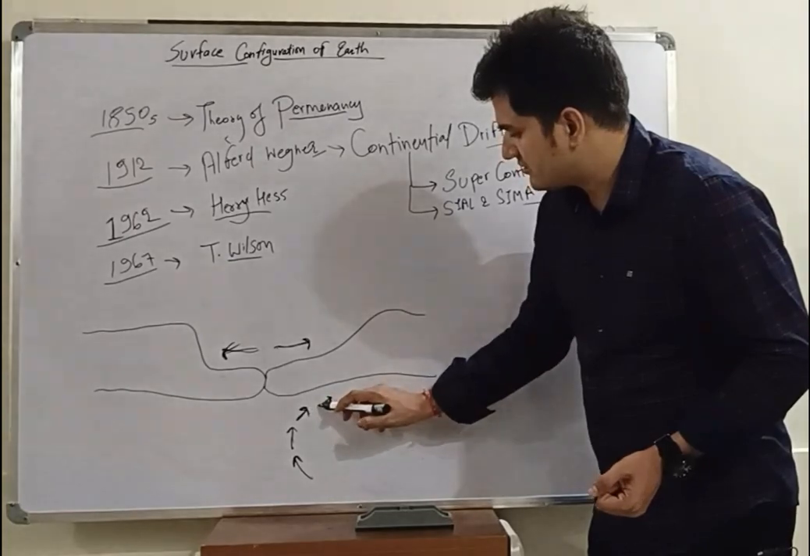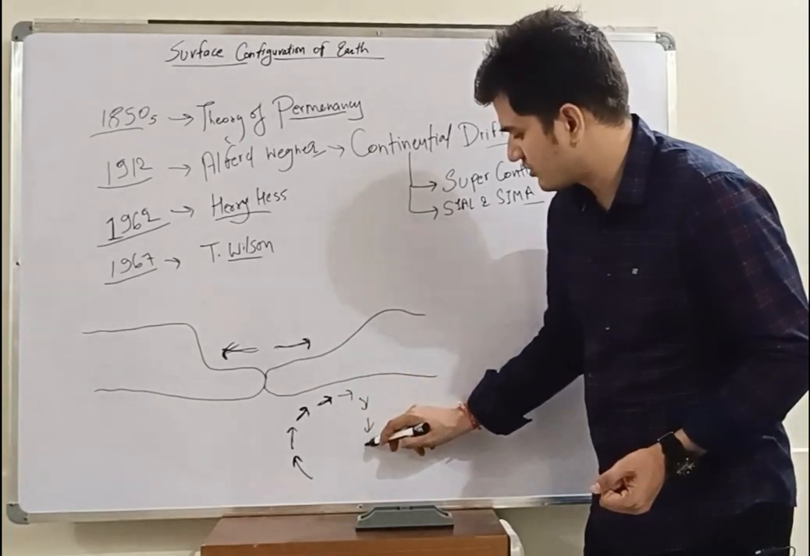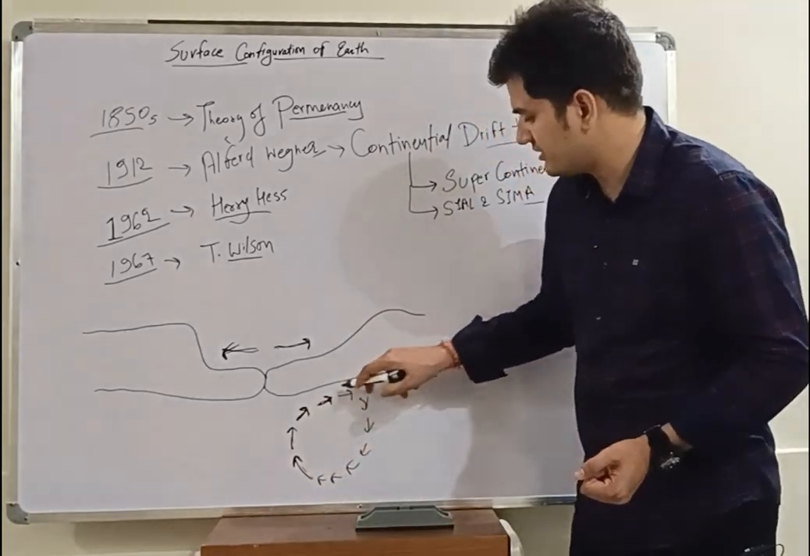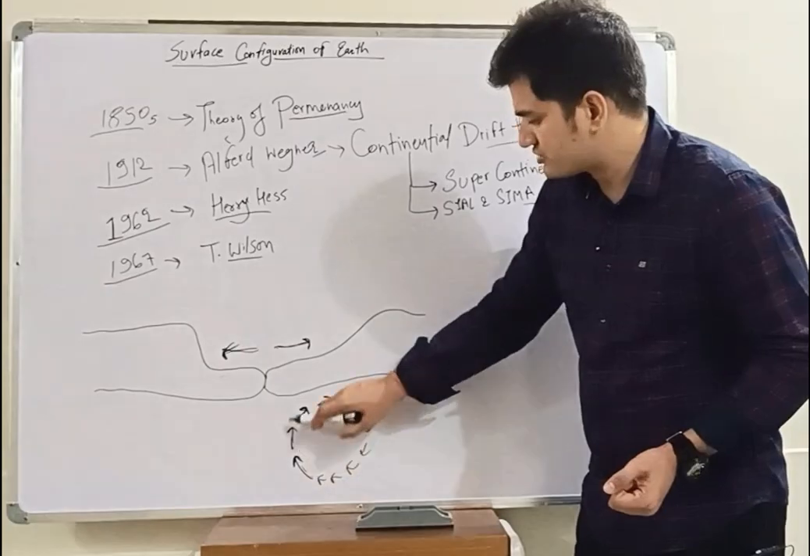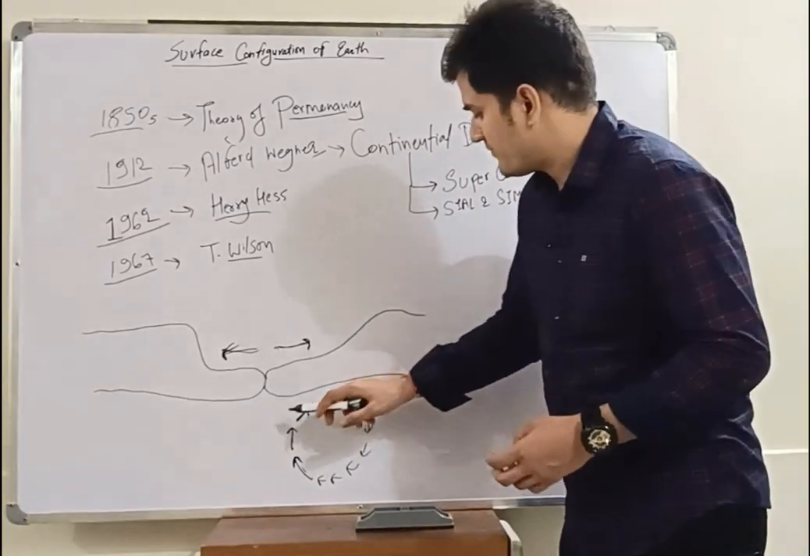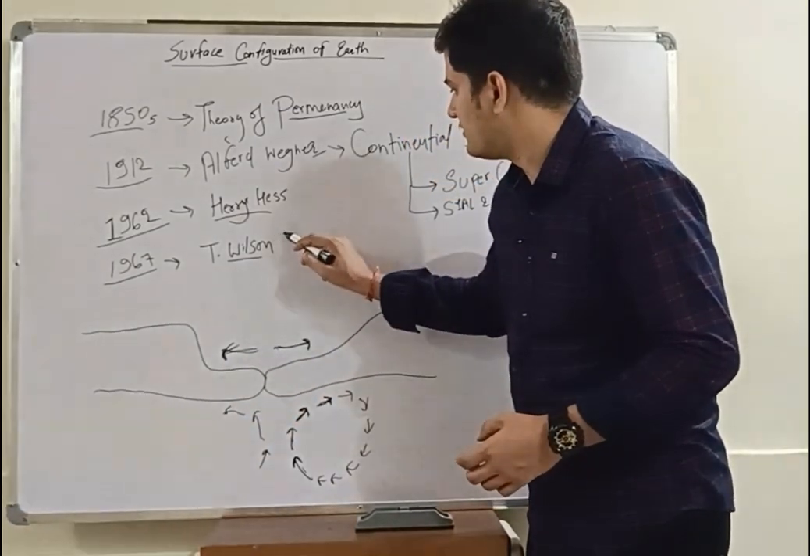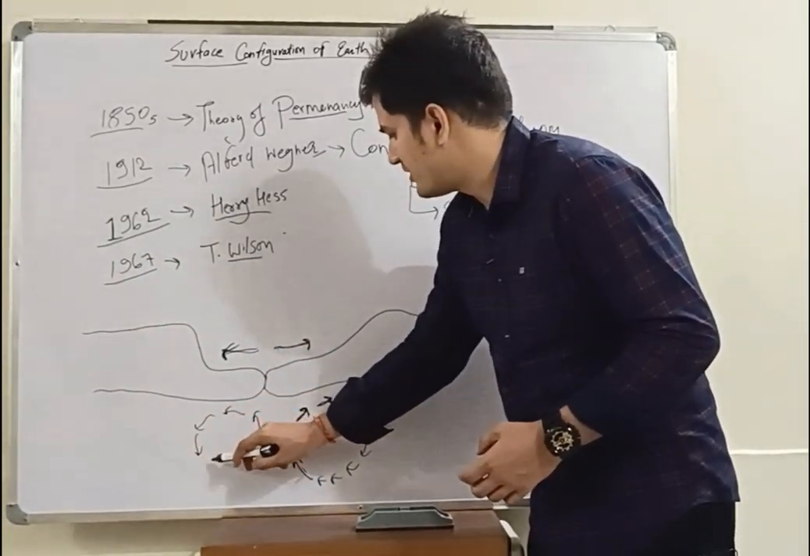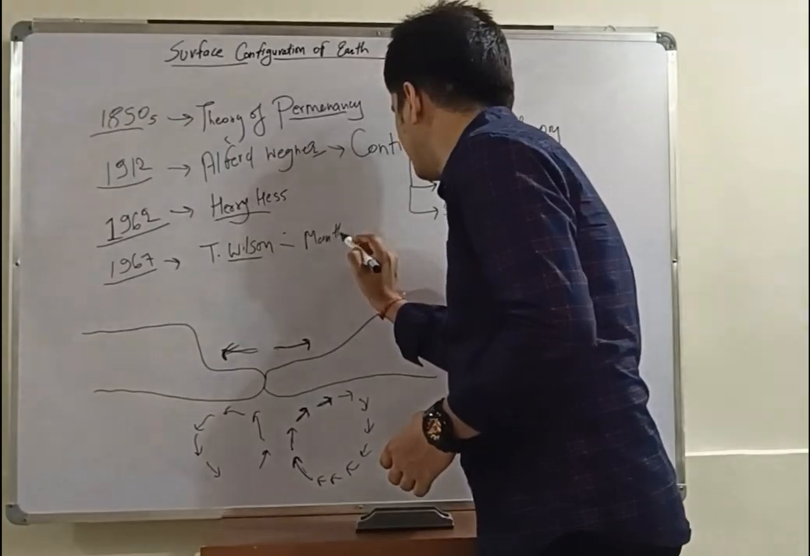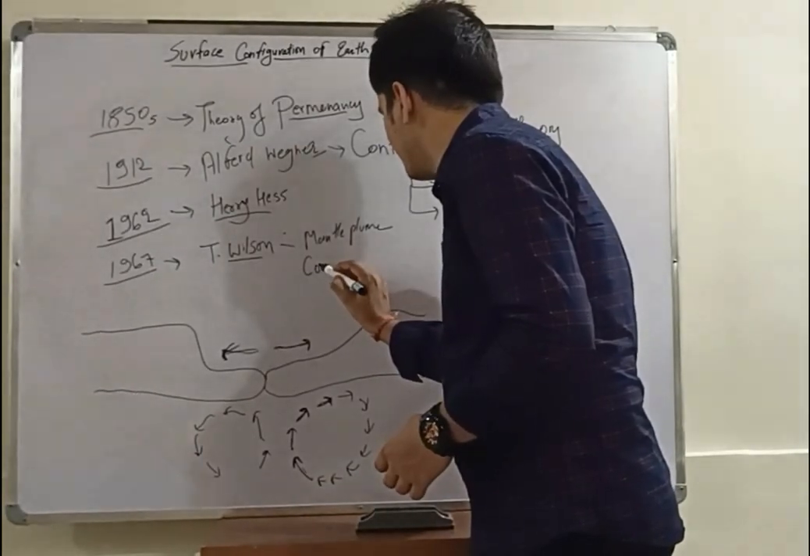And when the material gets cooled, it sinks toward the core. So again it heats up, and then again it cools down. So this forms a circular motion, a gyre-like motion, and this phenomenon is known as the convectional current. So this was the theory proposed by Tuzo Wilson. The mantle plume was proposed by Tuzo Wilson, and later it evolved into convectional current.